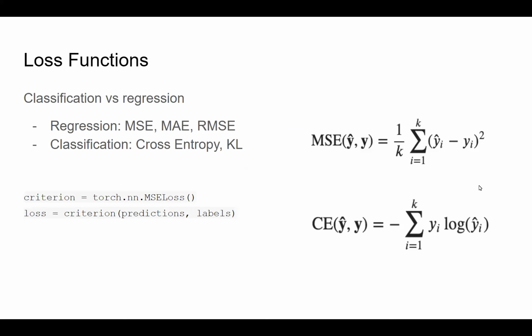Cool. So once you've predicted your outputs through your forward pass, you want to compute your loss function with your predicted outputs against your ground truth labels. Now, depending on the task at hand, if you're doing regression, you might use losses like mean squared error, root mean squared error, things like that. If you're doing classification, chances are you'll be using cross entropy or KL divergence.